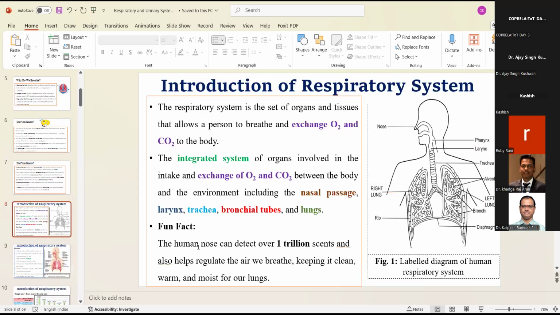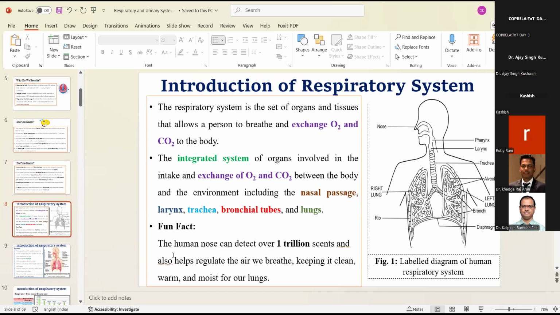Now I am going to discuss the respiratory system. Coming to the introduction part, respiration is a normal biological process for the exchange of carbon dioxide and oxygen in our body. The respiratory system consists of various parts: the nose, nasal cavities, larynx, trachea, bronchi, and lungs.